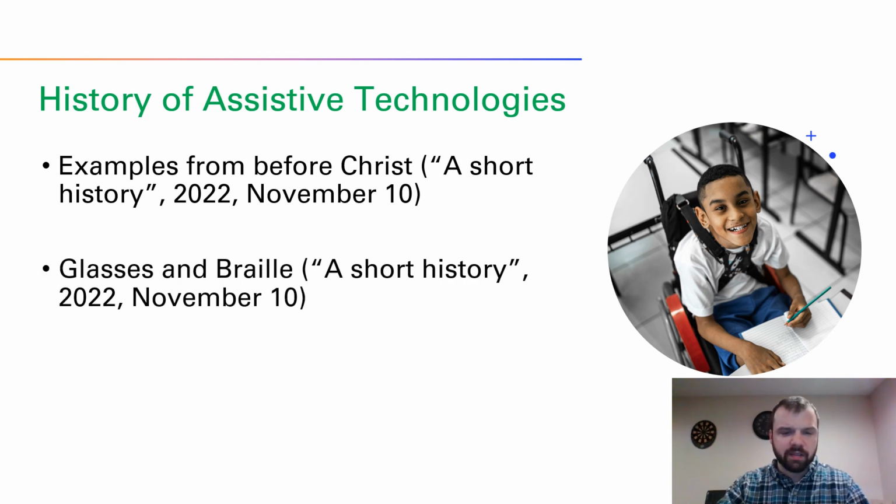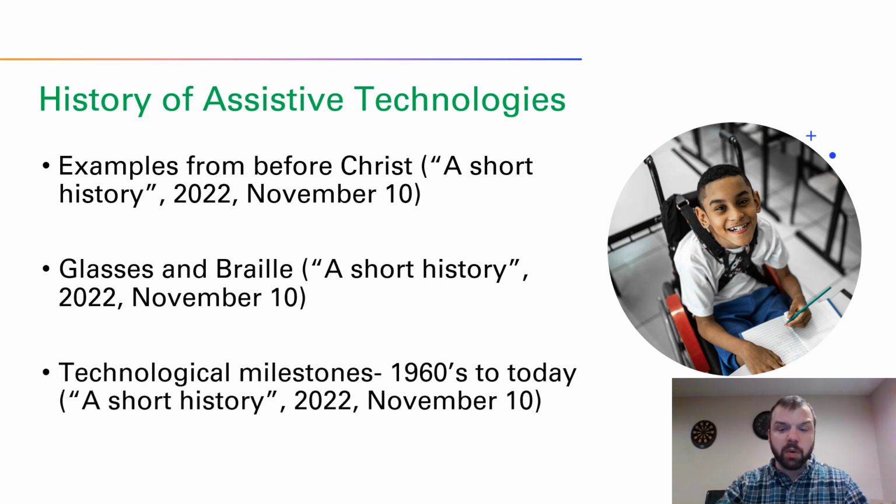Going ahead over 1700 years, the first known glasses were invented by a guy named Salvino de Armate in 1284. I don't have a picture of them, but I am sure that they are quite a spectacle. Braille, of course, assists those who cannot see at all and was created in 1824. Now, many of the assistive technologies that we think of as high-tech have really been developed since the 1960s.